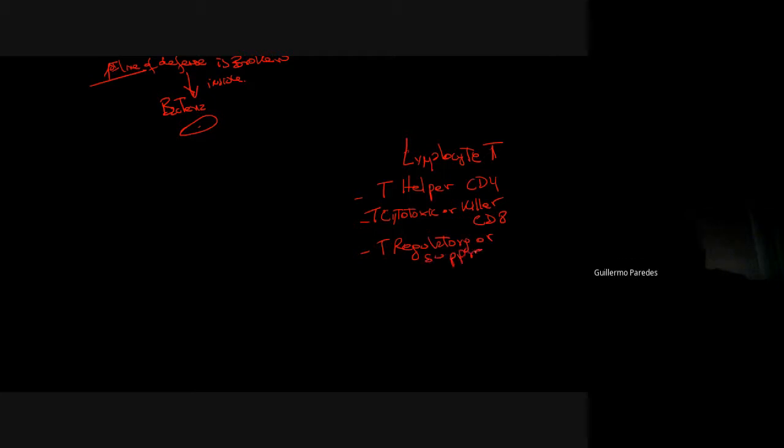Lymphocyte T. And for the lymphocyte T, we have the T helper. This is a question for the final exam: T helper, CD4, cytotoxic, or killer, that is the CD8. Then we have the regulatory, the T regulatory, or suppressor, and the T memory cells.